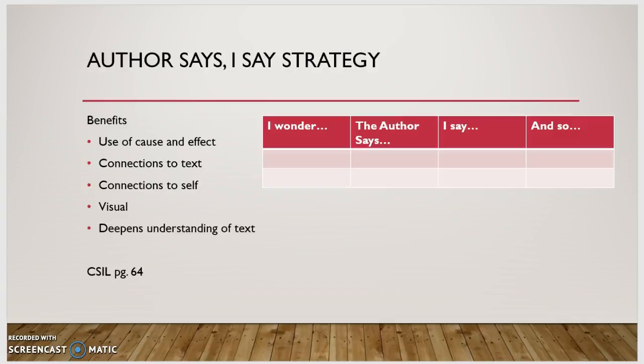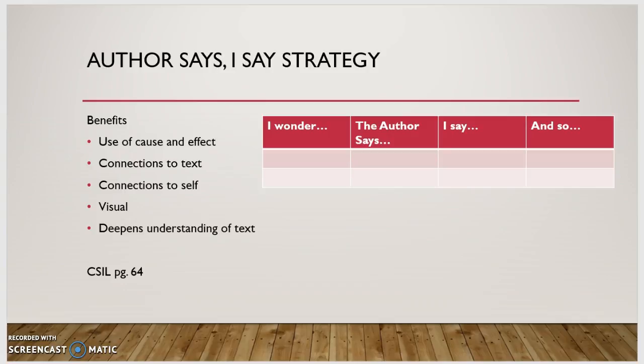One strategy from our text is the Authors Say, I Say strategy. And some benefits of this strategy is that it does use cause and effect. And it also makes connections to text, connections to self. It is visual for those visual learners, and it deepens understanding of text.